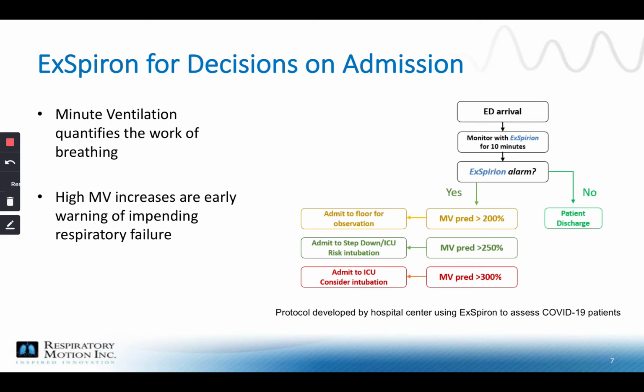Due to the compact size of the monitor and easy to access sensor sites, ExSpiron can be placed on patients waiting to be seen. When the patient is examined by a provider, their trending minute ventilation information is readily available and can be used in evaluation.